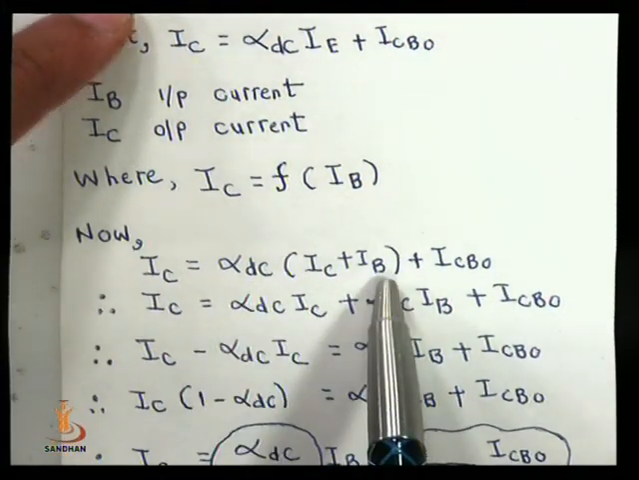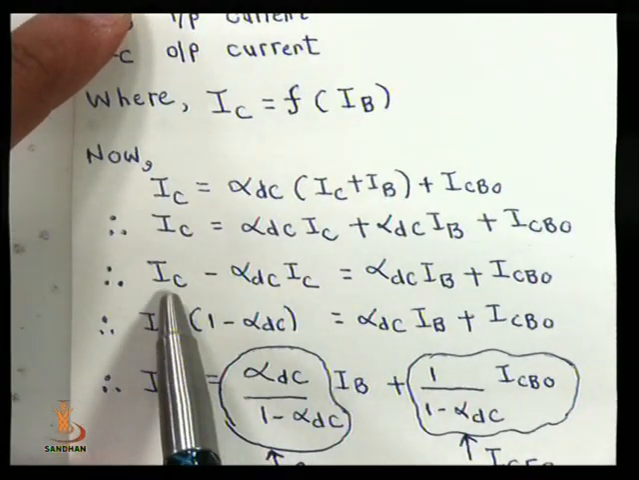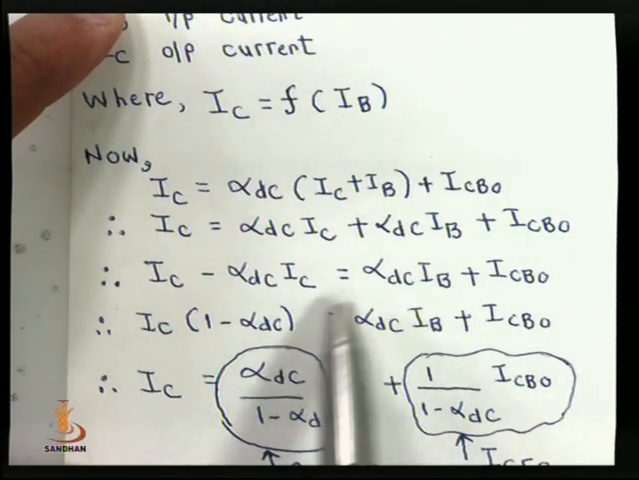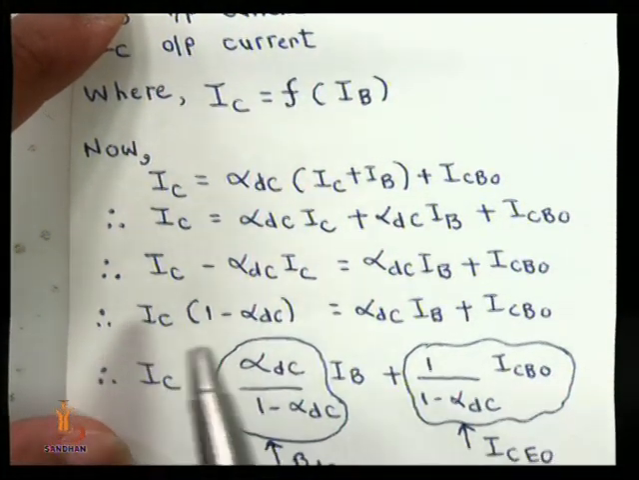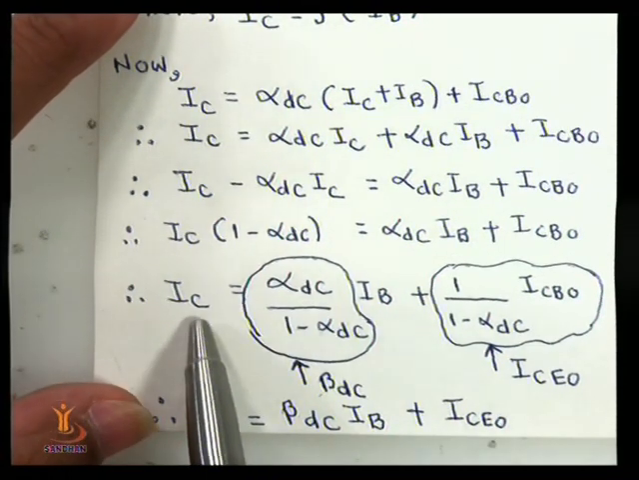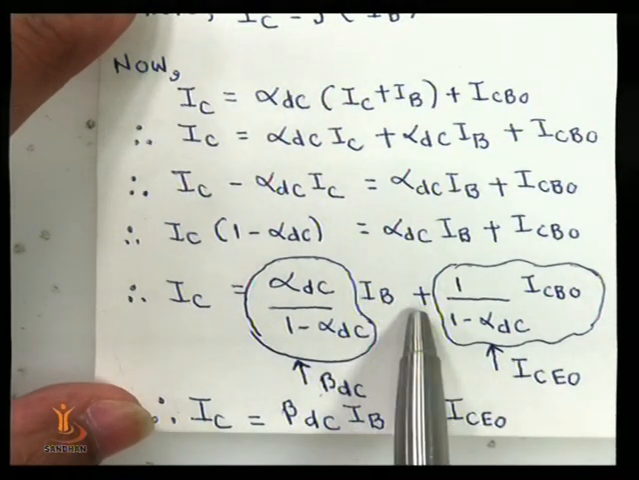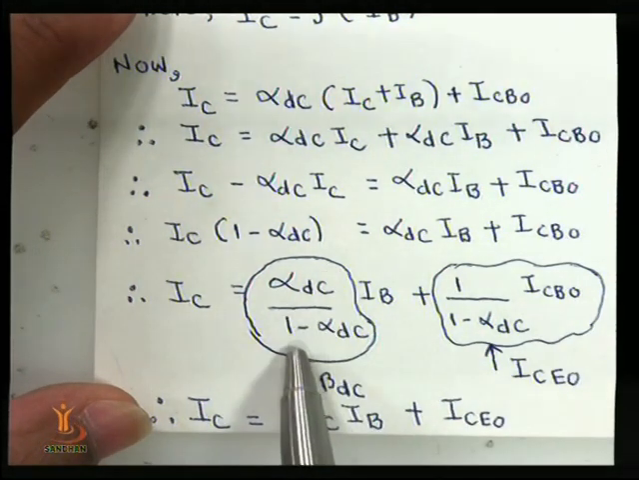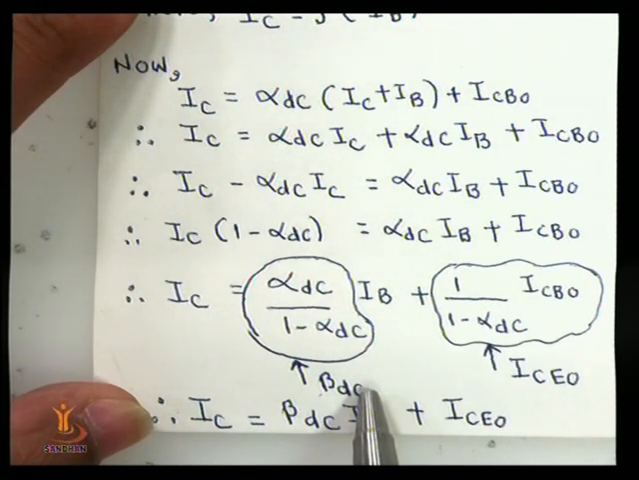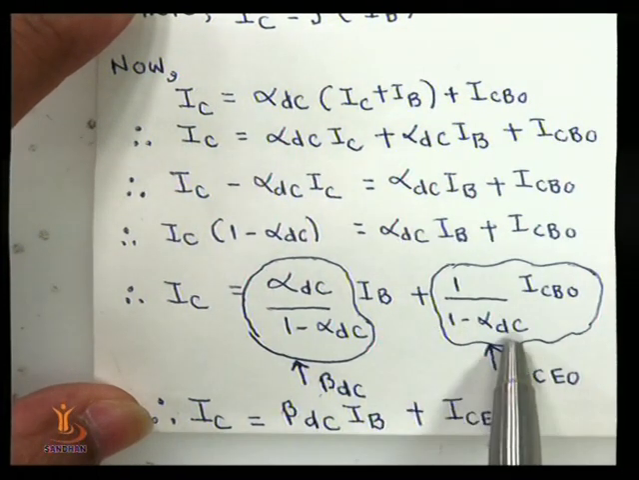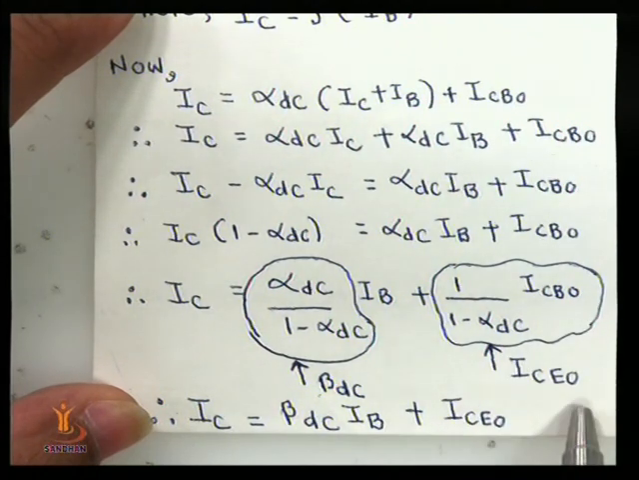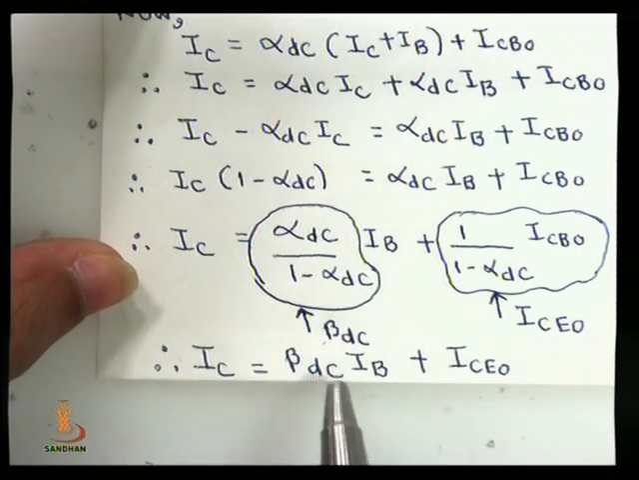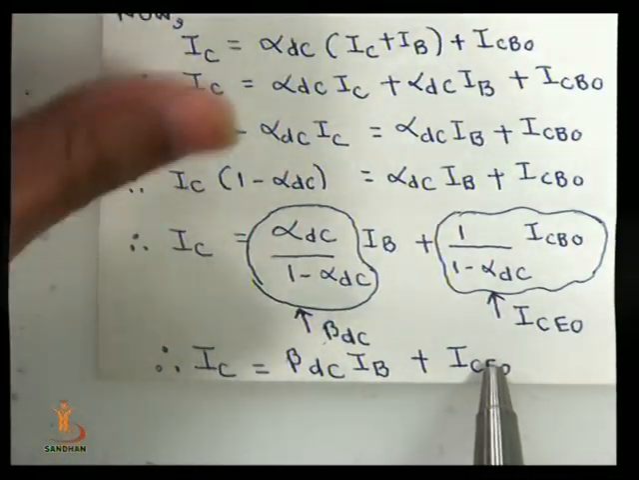Opening the bracket, we write IC equals alpha DC IC plus alpha DC IB plus ICBO. We bring that term over and take IC common, and we write the equation for IC equal to alpha DC upon 1 minus alpha DC times IB plus 1 upon 1 minus alpha DC times ICBO. But we can say alpha DC upon 1 minus alpha DC is nothing but beta DC, and 1 upon 1 minus alpha DC into ICBO is ICO. So finally the equation for IC is beta DC IB plus ICO.